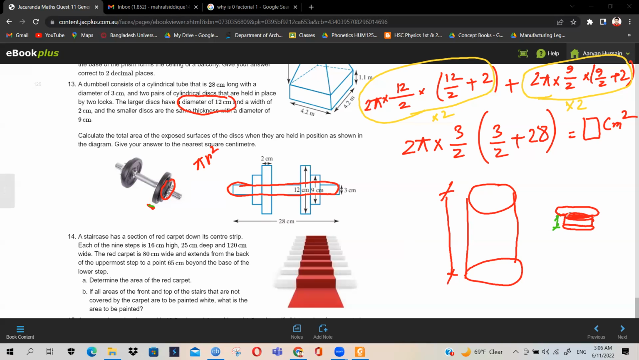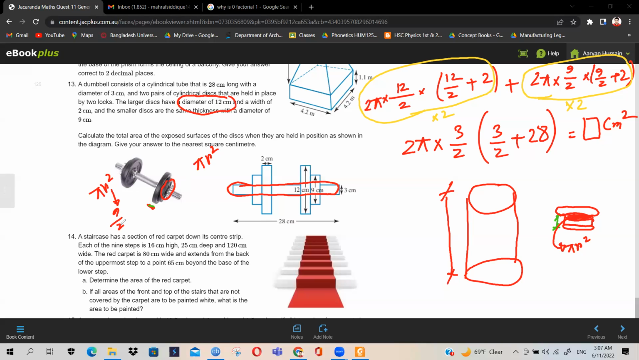Do you understand? This top surface, this is the pi r square, right? Not the bottom surface, just the top surface. That is what it is matching with. And on the other side, there is a pi r square as well. What is the value of r? The value of r is 9 upon 2. All right. So that is the thing.